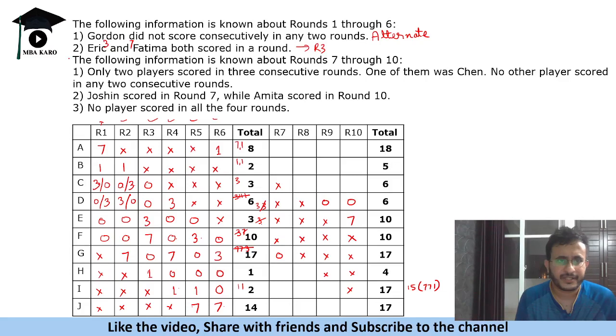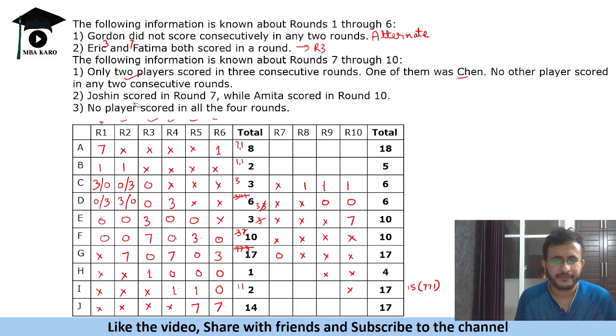So let us now read these conditions, because there are multiple conditions given. Okay. Now it is given that only two players scored in three consecutive rounds. One of them was Chen. Okay, so there are two players who will score in consecutive rounds. One of them is Chen. So Chen will score in all three rounds. So that means Chen will score 1, 1 and 1. Then only Chen can make it 6. Isn't it? So this is one of these players.